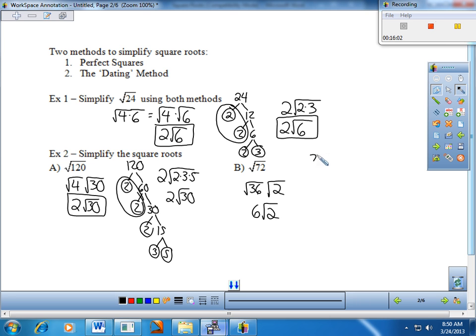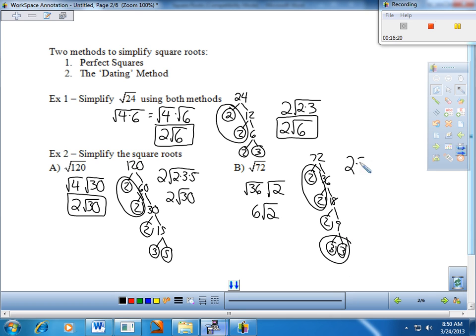Hey, let me just run this by as fast as I possibly can. Just the dating method on this one. So 2 and 18, 2 and 9, 3, 3. And again, you get to see, as a couple, the 2 got to go out. As a couple, the 3 got to go out. And, uh-oh, poor little single, got to stay home. And there's your 6 root 2. Pretty awesome, huh?